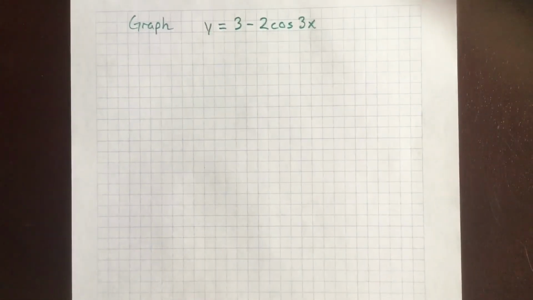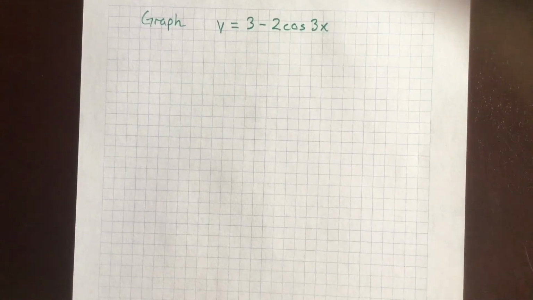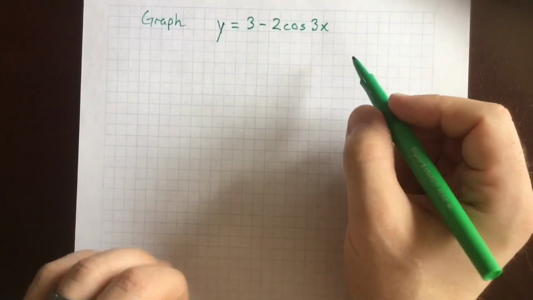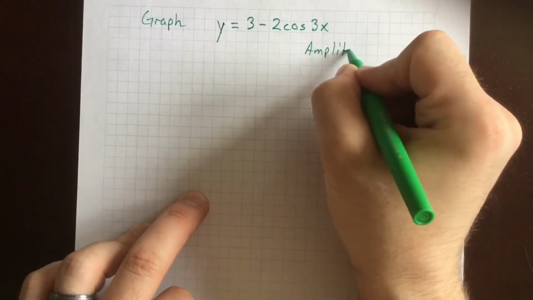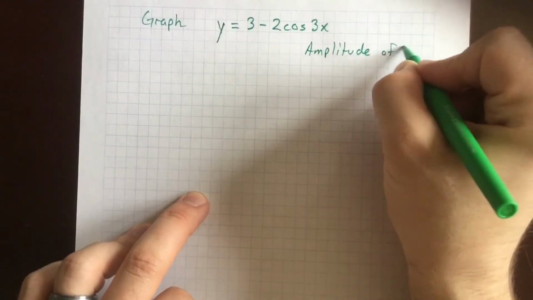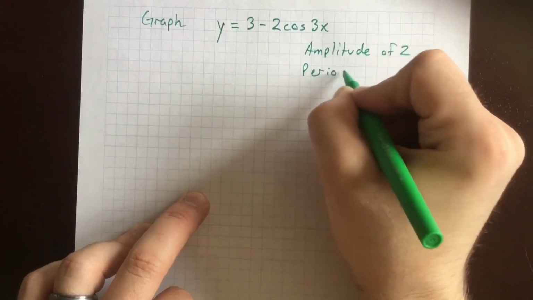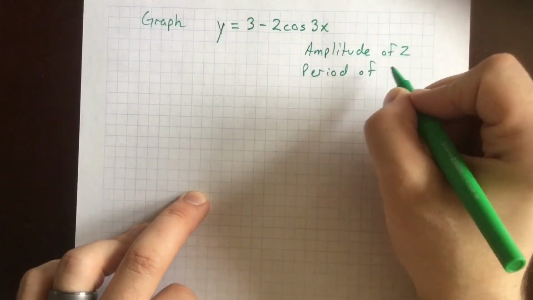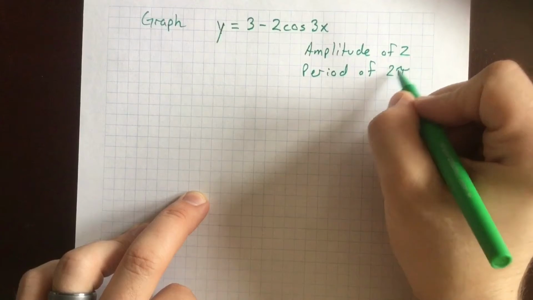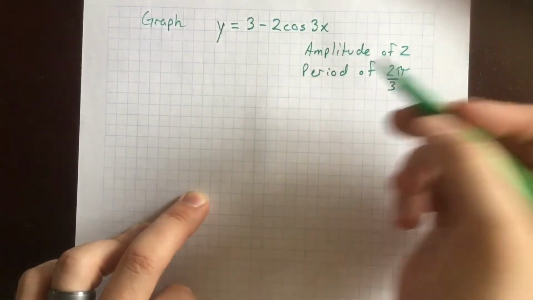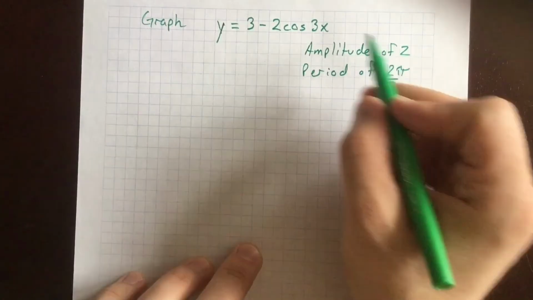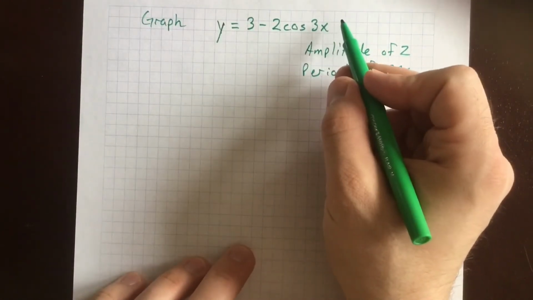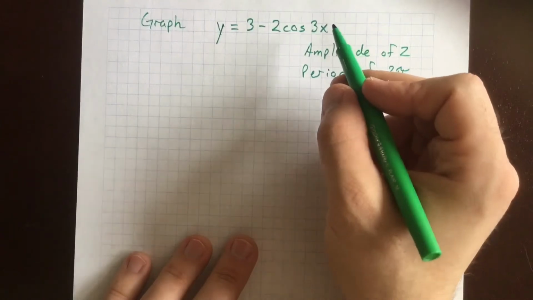So our function that we're dealing with, the very end of all of this, is y equals 3 minus 2 cosine of 3x. Right away, amplitude of 2, period of, let's see, 2 pi divided by b, which is 3. So there's our period, 2 pi over 3, and I notice that there's no phase shift in this.